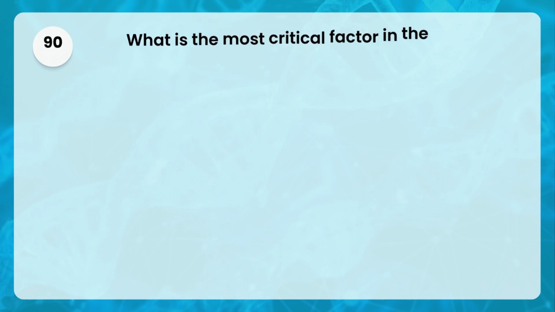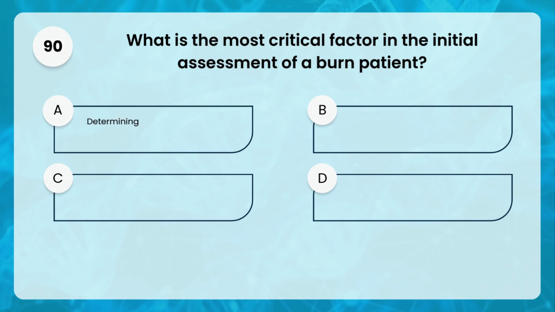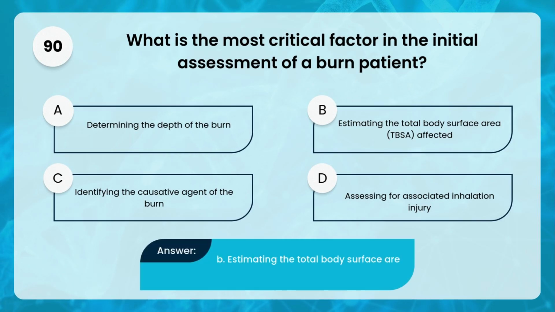Number 90. What is the most critical factor in the initial assessment of a burn patient? A. Determining the depth of the burn. B. Estimating the total body surface area, TBSA, affected. C. Identifying the causative agent of the burn. Or D. Assessing for associated inhalation injury. The answer is B. Estimating the total body surface area, TBSA, affected.